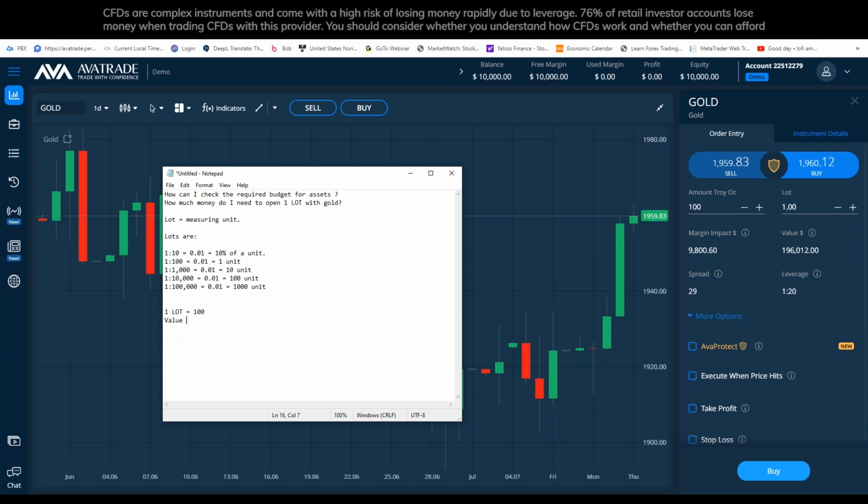So the value is 100 times the price. What's the price now? 1959, right? So it's approximately that number. Then we must consider the leverage. The leverage in this case is 1 to 20.